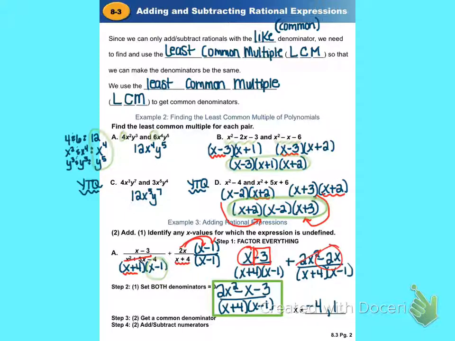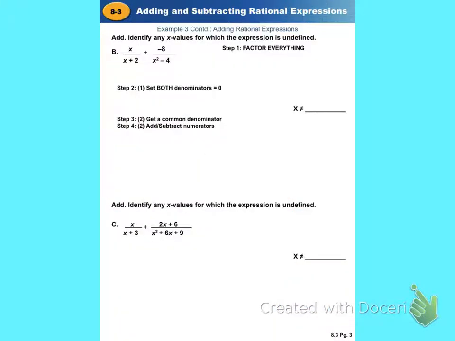Let's go ahead and turn the page. All right, example B. First step 1, factor everything. We notice we have two fractions. They do not have a common denominator. I've got to get them so they have a common denominator. And so to do that, I'm going to have to see what the factors are. So I'm going to go ahead and take this.